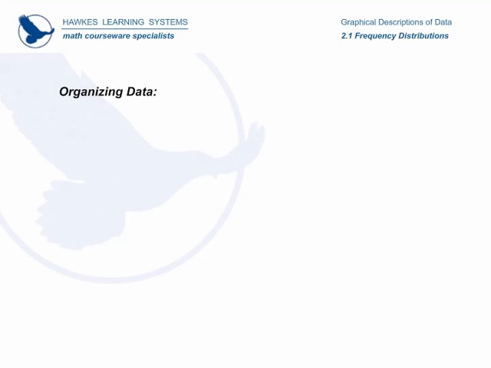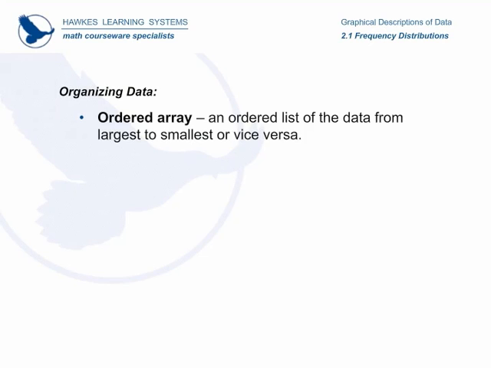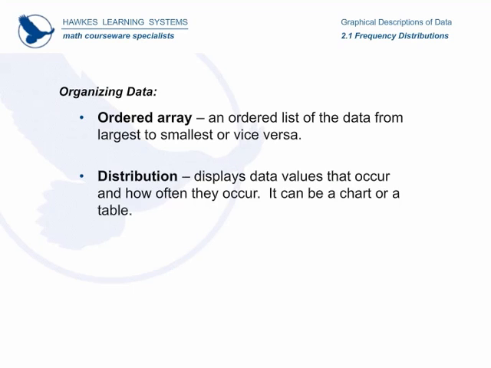The first topic we'll begin with is organizing data. When we organize data, we can look at a number of different methods to organize it. First, there's the ordered array, and that's an ordered list of the data from largest to smallest, or vice versa. Next, there's the distribution of data, and that is a display of data values that occur and how often they occur. It can be a chart or a table.